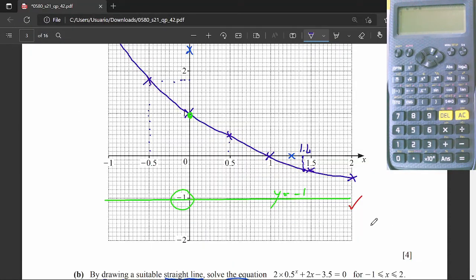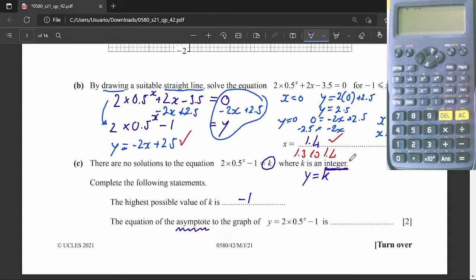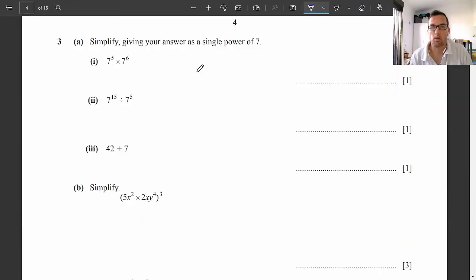So here we go. The equation of that line is what we already wrote down, y equals -1.